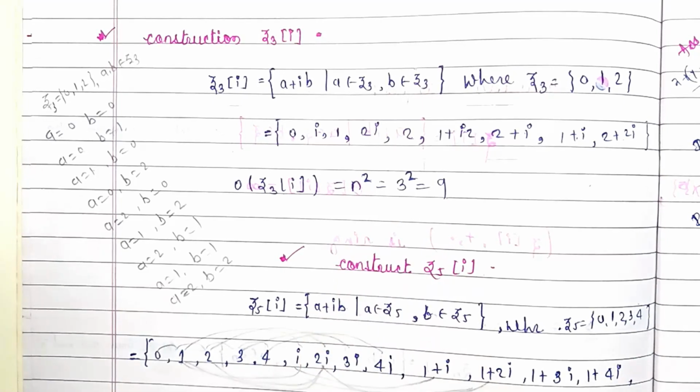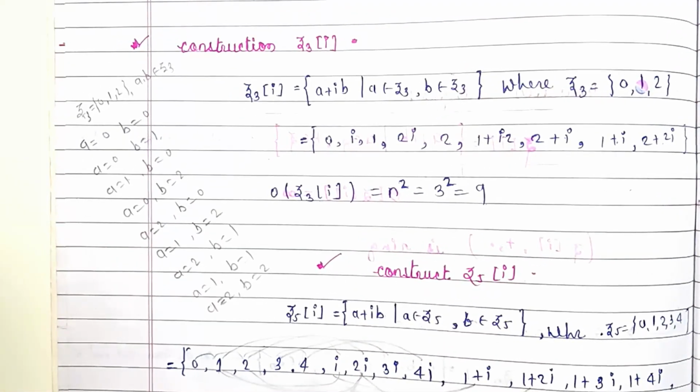Okay, so this is all for today's lecture. I just wanted to explain to you all how we can form a Gaussian integer modulo n. How can we form ZnI? This is all for today's lecture. I hope you all have understood it.